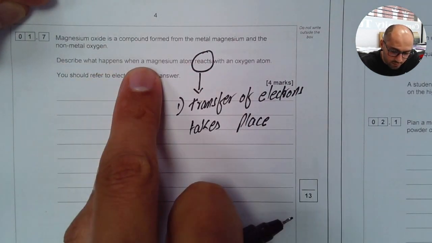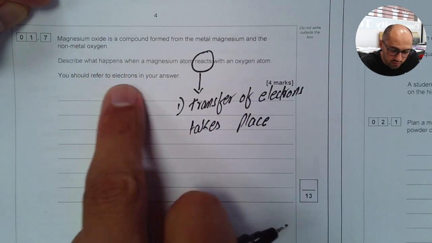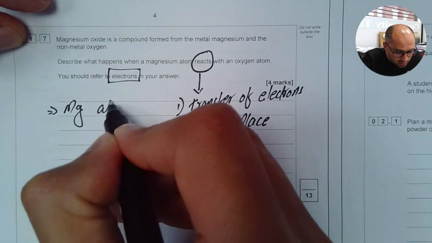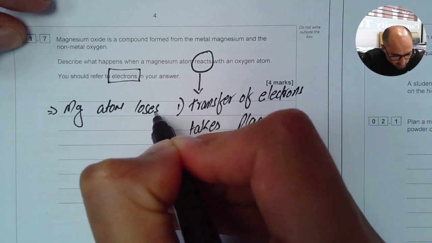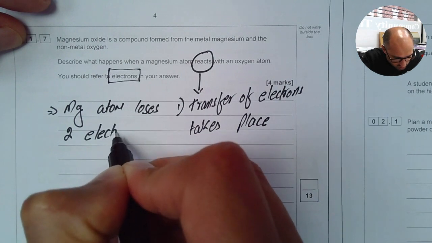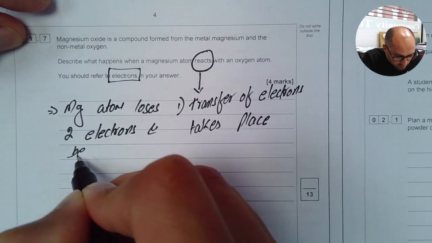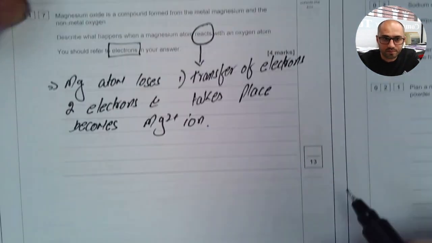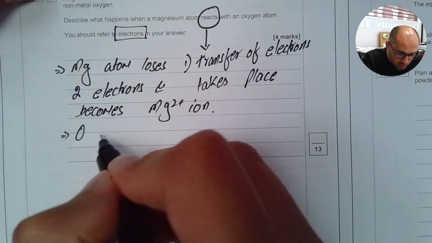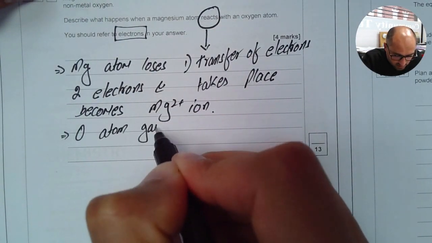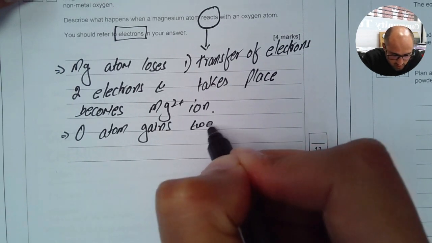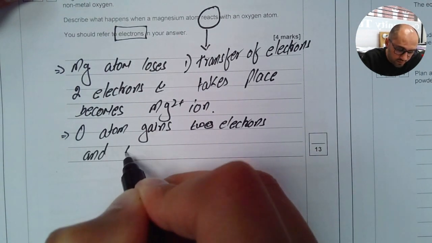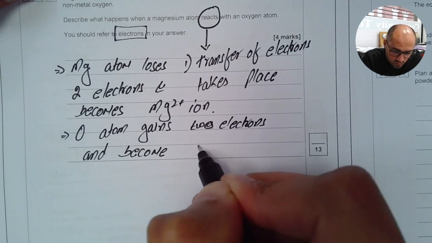So you have to say, describe what happens when a magnesium atom reacts with an oxygen atom. You should refer to electrons in your answer. I'm going to say Mg atom loses 2 electrons and becomes Mg2 plus ion. Number 2, I'll say oxygen atom gains 2 electrons and becomes O2 minus.